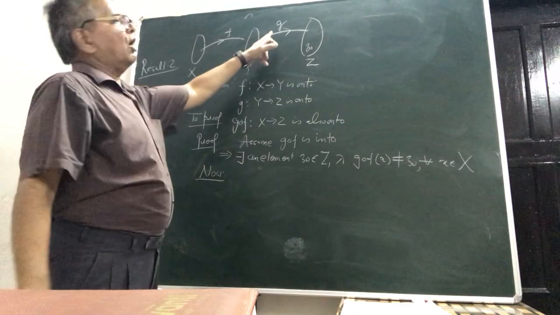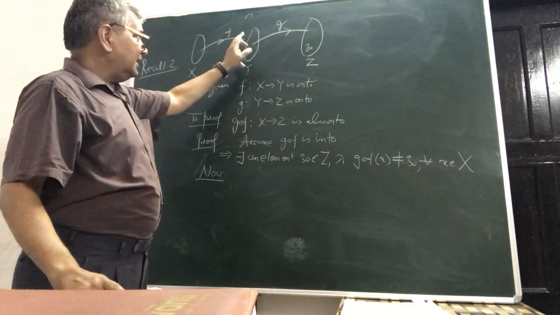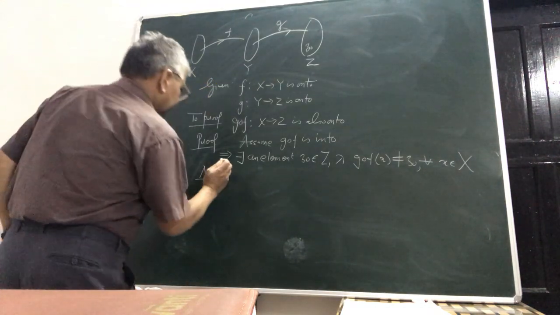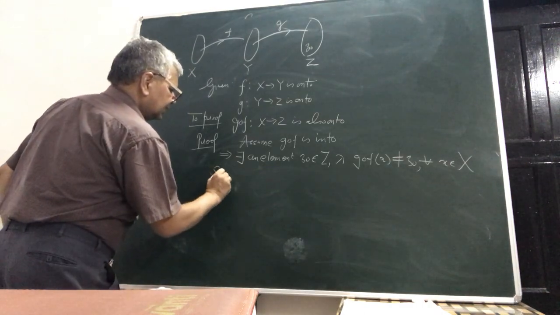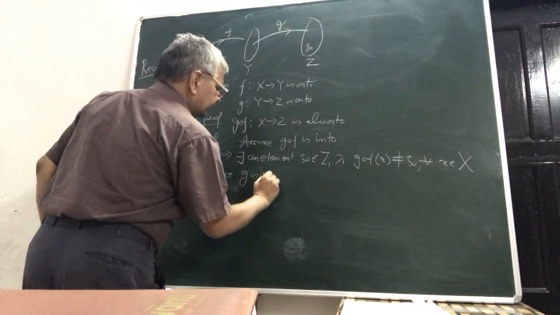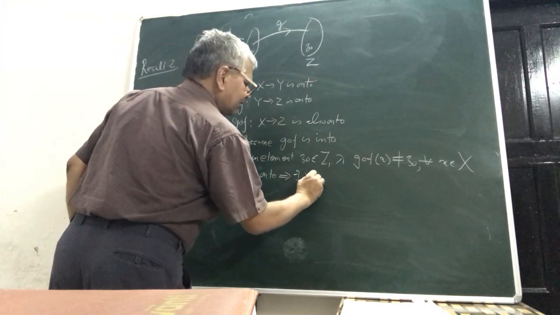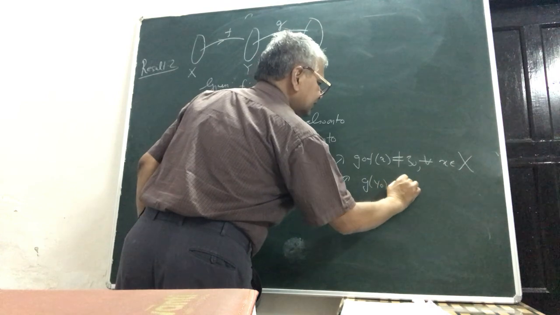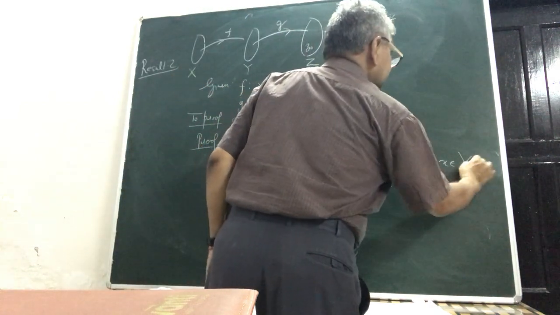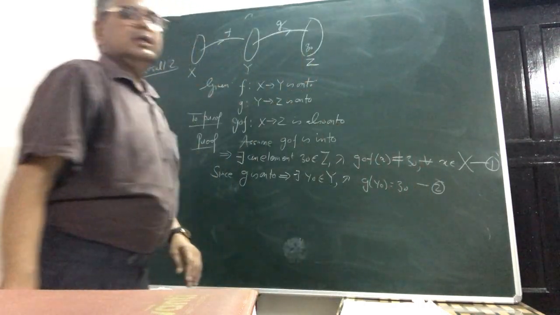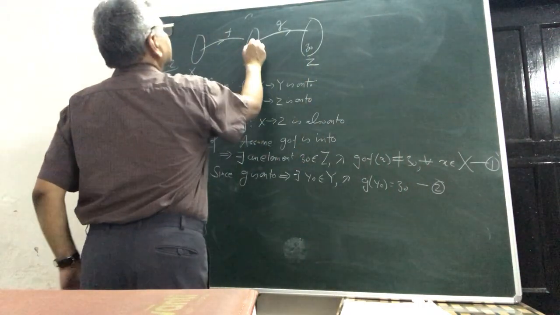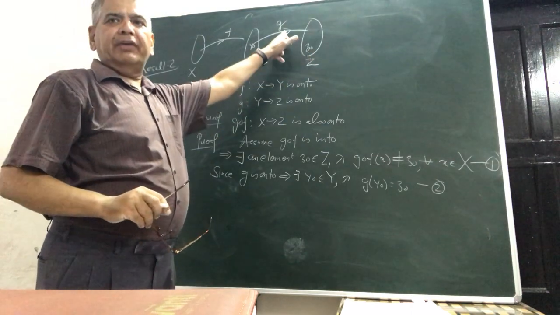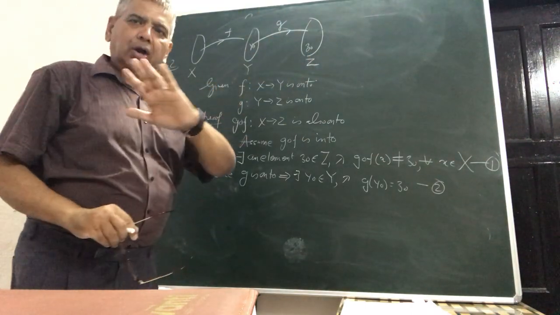Okay. Now g is onto. g has been given onto. So in this set, capital Y set, certainly there will exist the element y naught. Since g is onto, this implies there exists y naught, an element of capital set Y, such that g of y naught is equal to z naught. This is one result, let it be two: g of y naught is equal to z naught. So one element y naught will certainly exist whose image will be this element z naught, since g is an onto function.